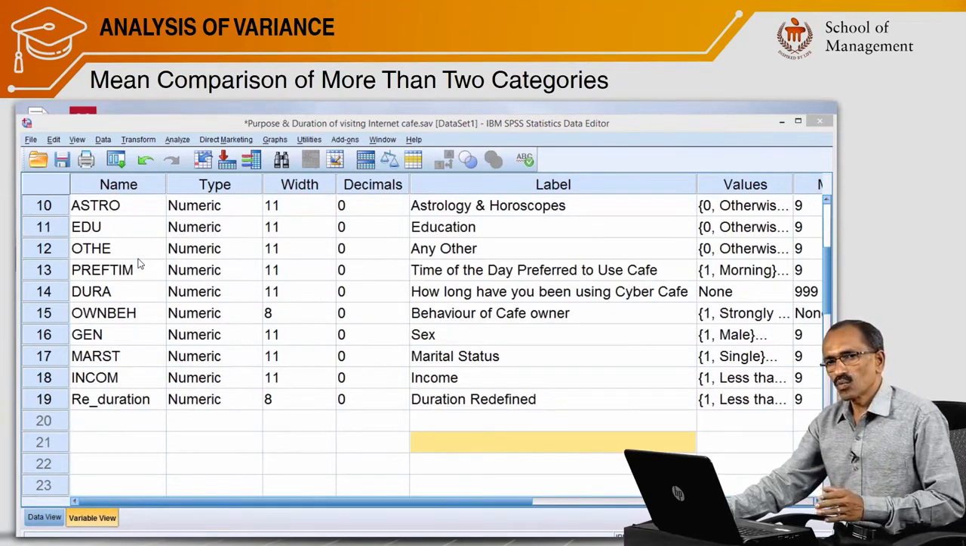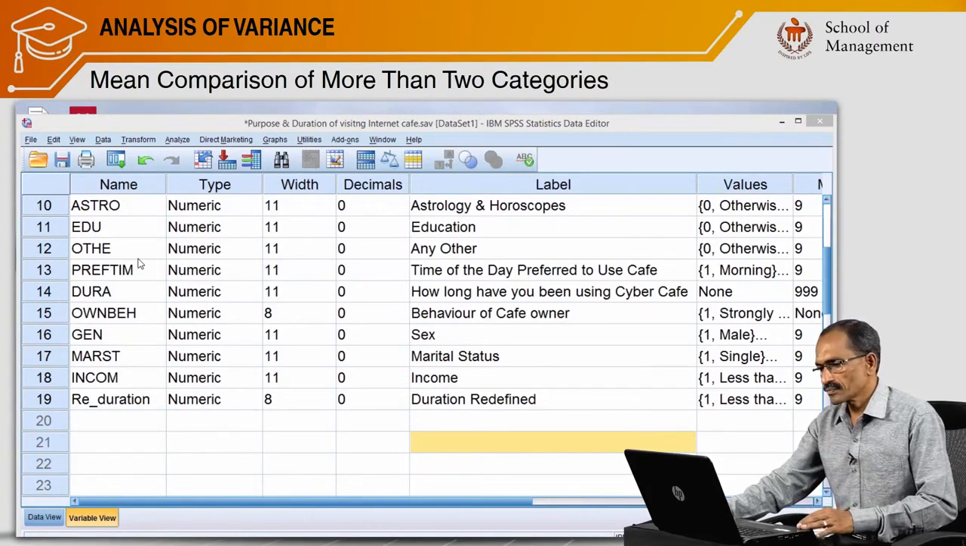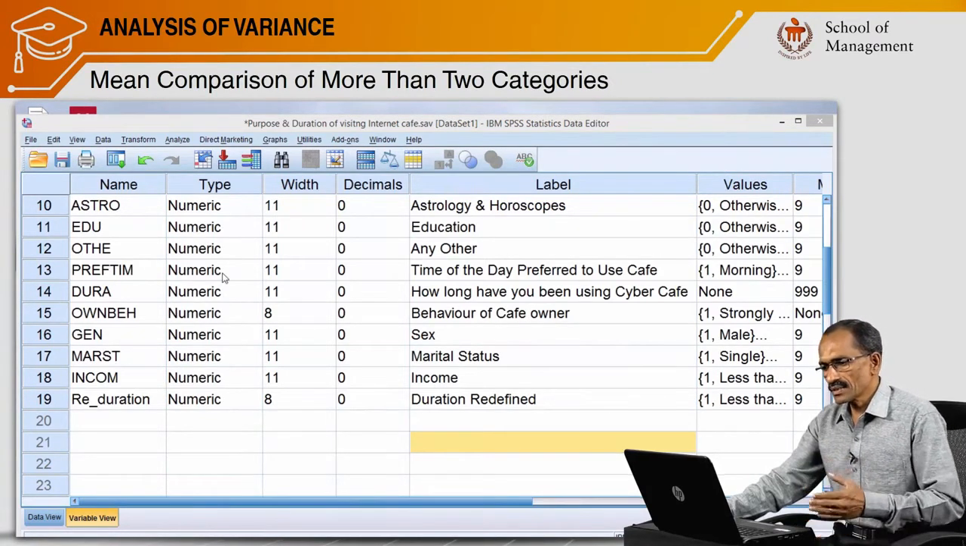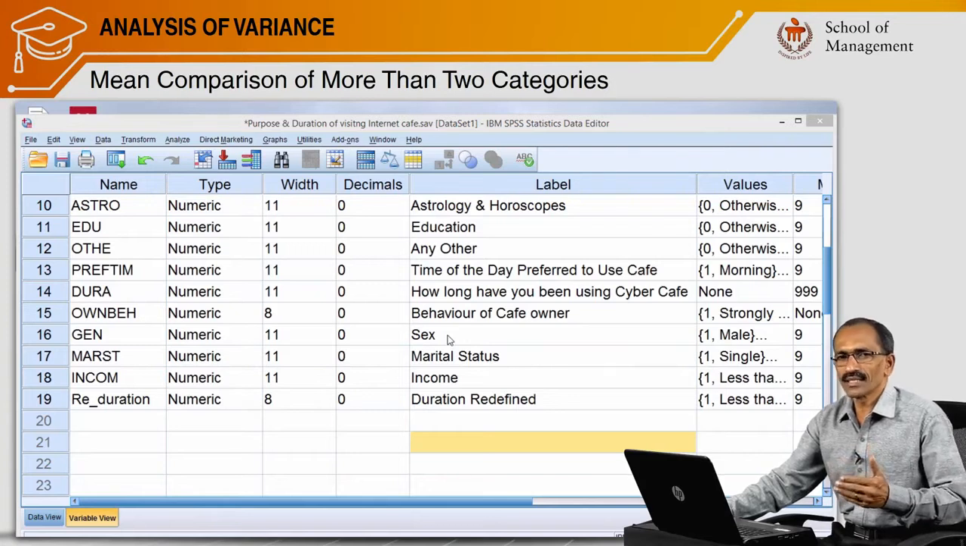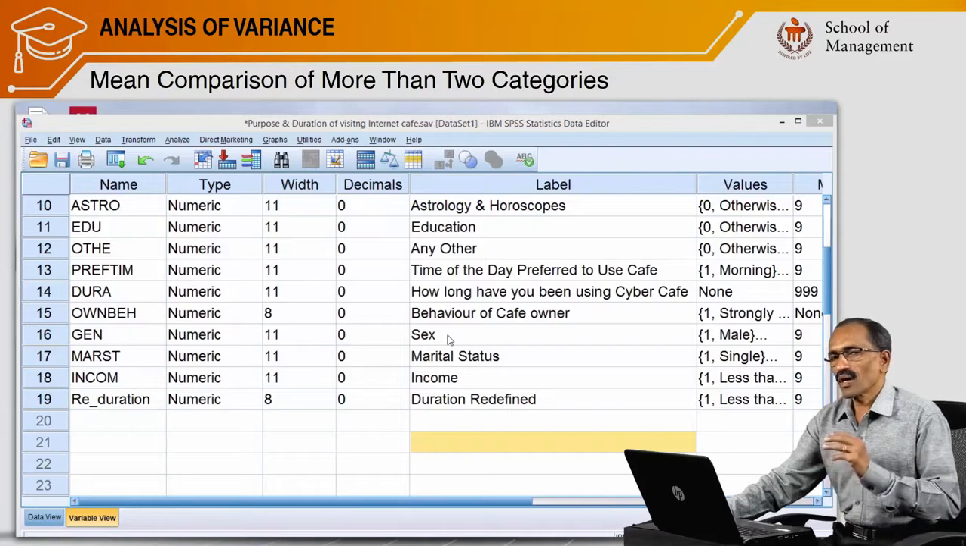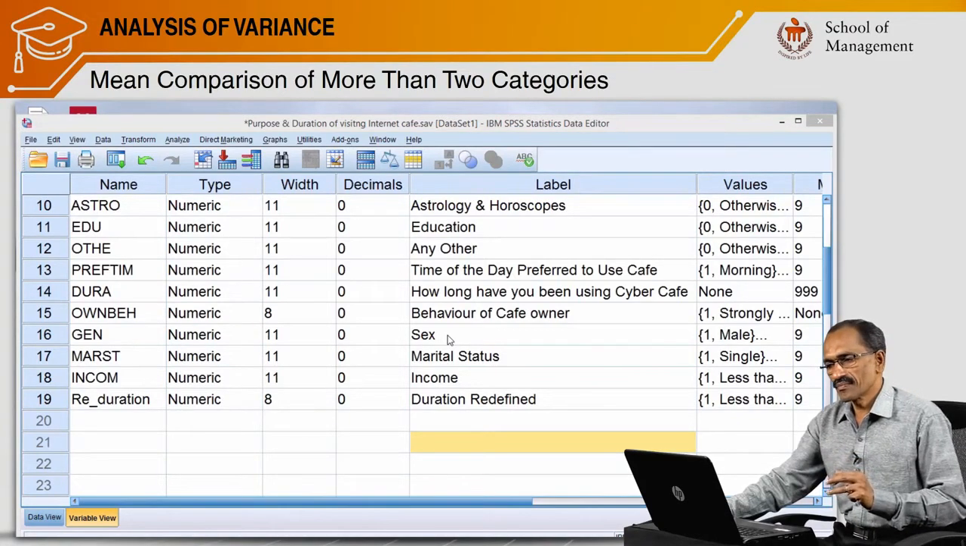In ANOVA, what we are trying to do is compare the mean of a variable across more than two categories, that is three categories or more. So this is an extension of the two-sample t-test, and let's recall the two pertinent questions with respect to every statistical test. Number one, what is the purpose of the test? And second, whether the data at hand are sufficient for the test.